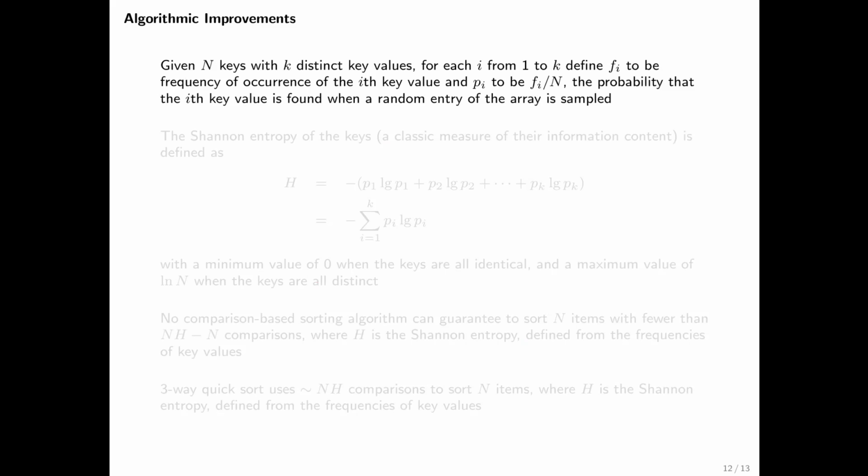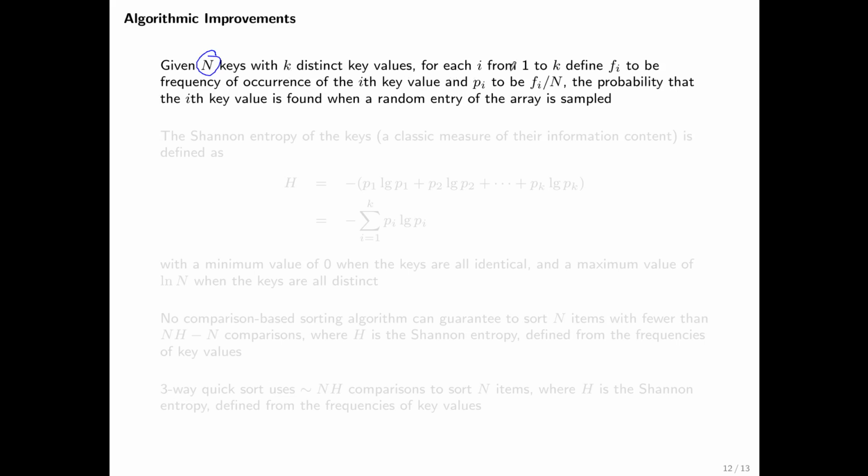So now what we want to do next is come up with a way of characterizing the number of duplicates that we have in an array. Can we come up with a quantitative way of characterizing the number of duplicates that an input array has? So let's say we are given n keys with k distinct key values. So the total number of keys that we have is n, and there are k distinct key values.